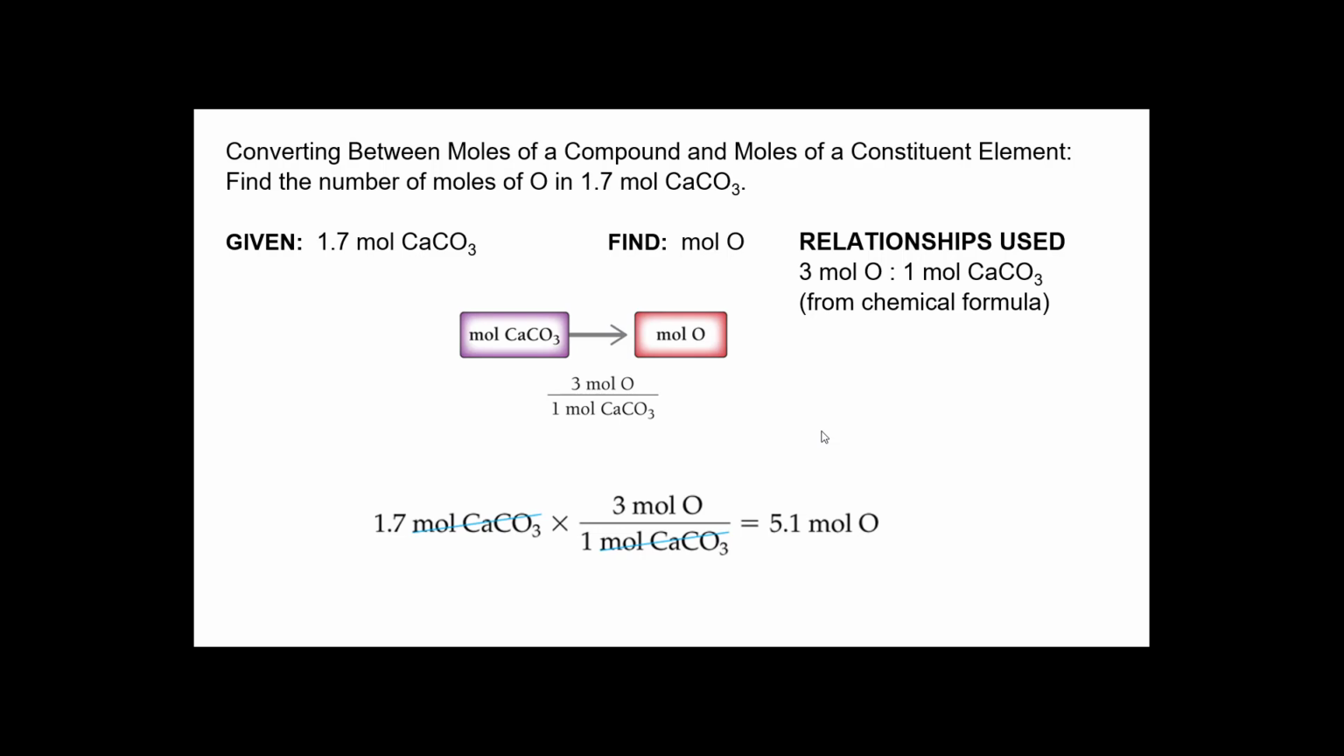We take 1 mole of the compound itself and pull out 3 moles of oxygen because there's 3 oxygens in the compound. That's like saying 1 chair has 4 legs. That's exactly what we're doing. Now we can determine how many moles of oxygen we want. So we start with 1.7 moles. We use 1 mole of the compound and 3 moles of oxygen. And that gives us 5.1 moles of oxygen.